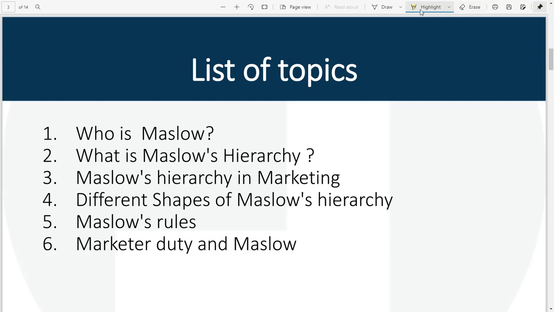The list of the topics that we are going to cover in this lesson are: first one is who is Maslow, and what is Maslow's hierarchy, then Maslow's hierarchy in marketing, then different shapes of Maslow's hierarchy and Maslow's rules, and market theory and Maslow. Let's go to the next page, please.